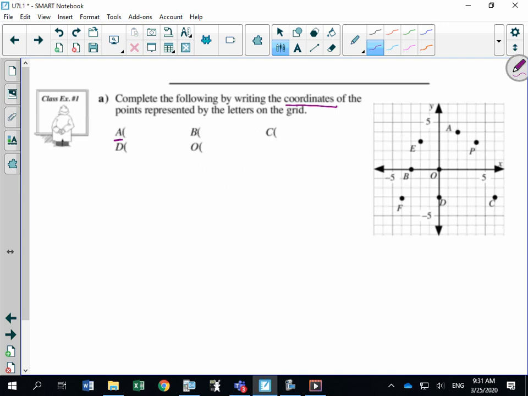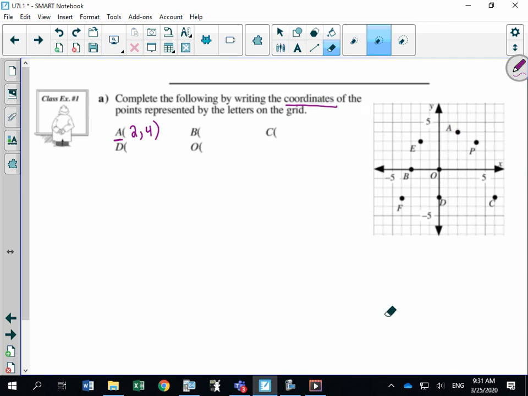So what are the coordinates for letter A? So on my grid, here's letter A, and x is at 2. And y would be 1, 2, 3, 4. So 2 comma 4. For letter B, so I'm going to just erase every time.